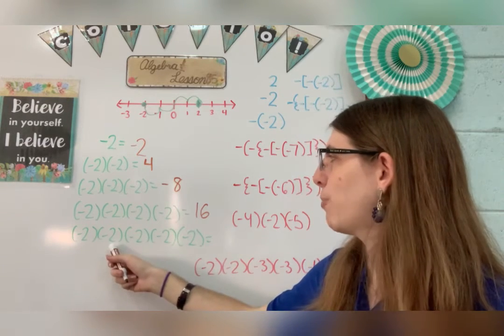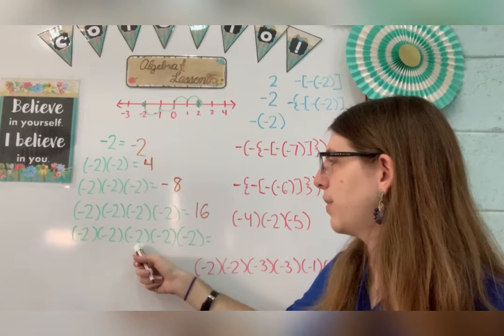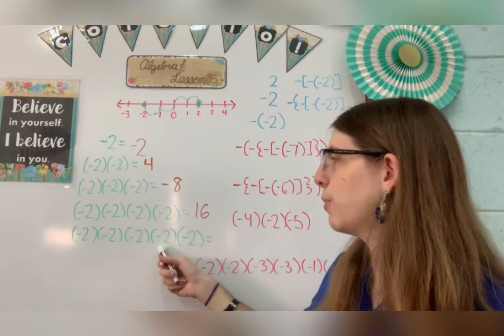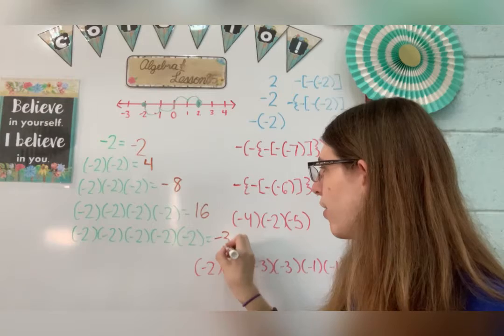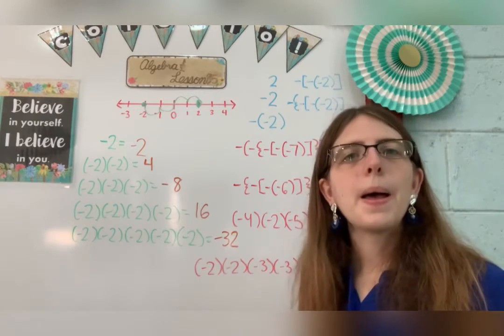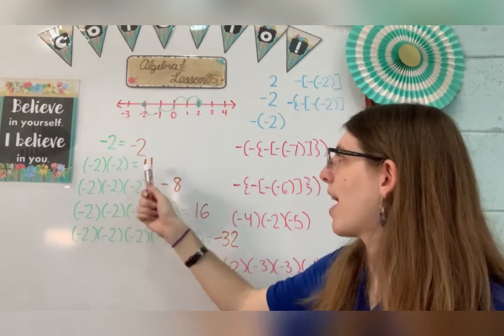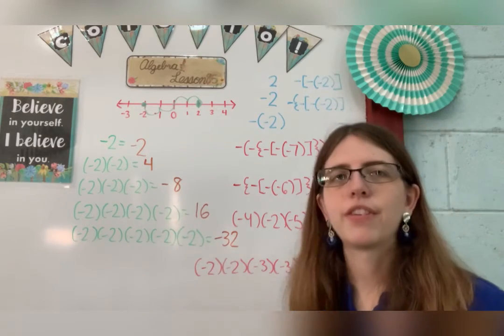Let's try another one. -2 times -2, +4. Times -2, -8. Times -2, +16. Times -2, -32. Negative, positive, negative, positive, negative.